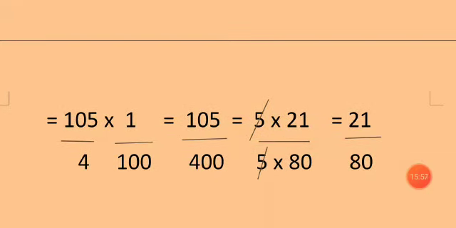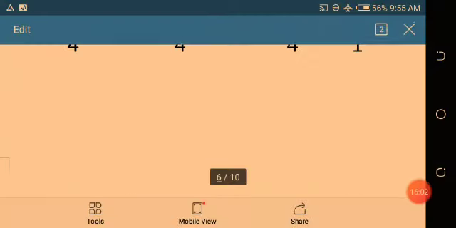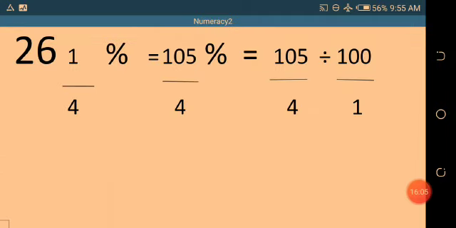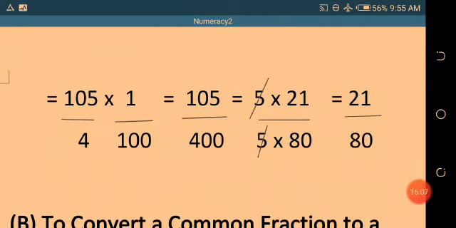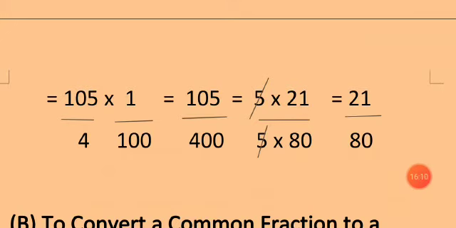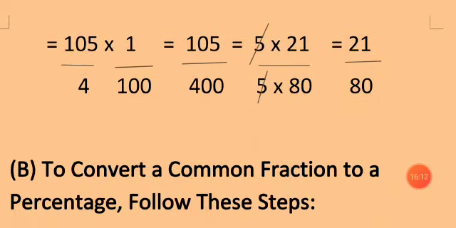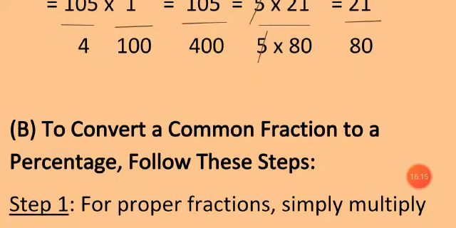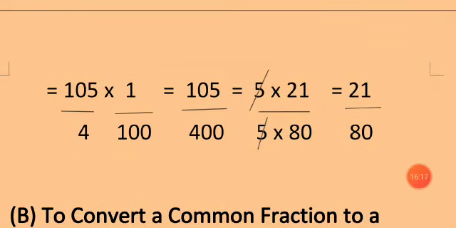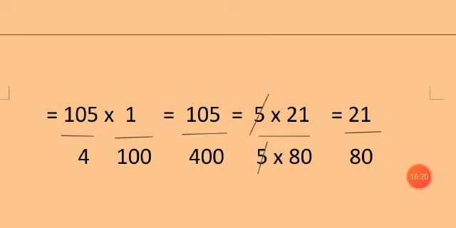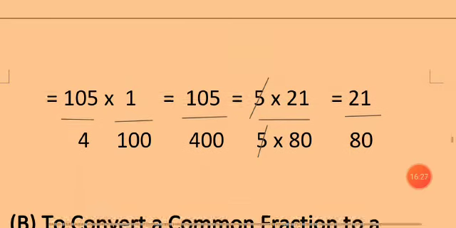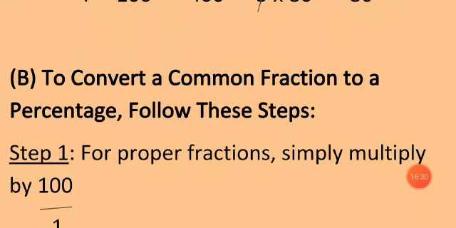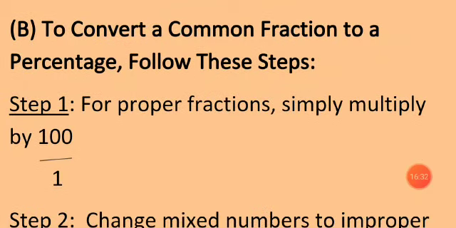So the lowest common fraction presentation I have for the question 26 whole number 1 over 4% is 21 over 80. Please make sure you take your time to attend to your exercises on changing percentage to common fraction. Following these examples will really make them very easy for you.